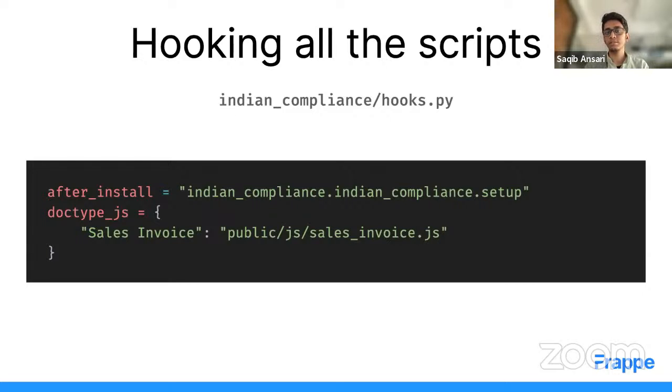Like if you want to add custom buttons to sales invoice, then you can create a file for the sales invoice, put in custom JS code, client scripts, and then hook it into the hooks.py. Same can be done for every other form and list views.